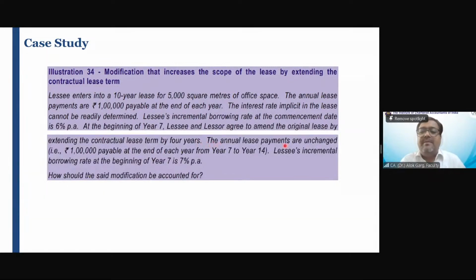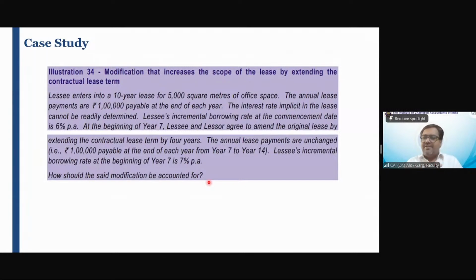The annual lease payments are unchanged. That is rupees 1 lakh payable at the end of each year from year 7 to year 14, right? Lessee's incremental borrowing rate at the beginning of year 7 is 7% per annum. How should the said modification be accounted for?